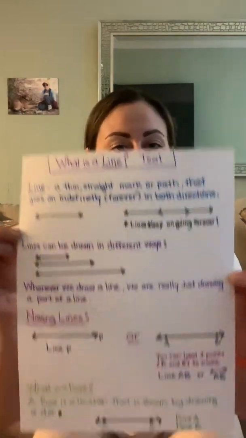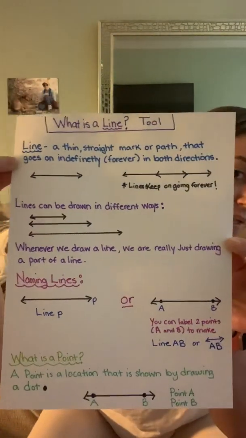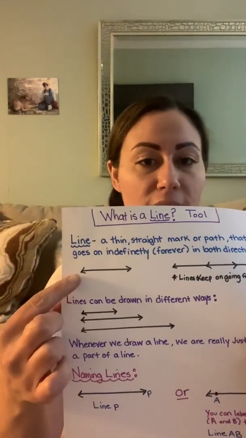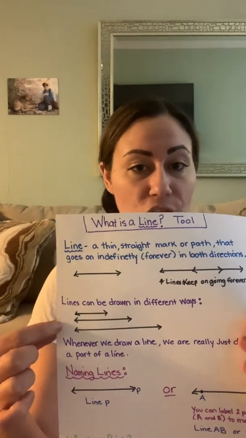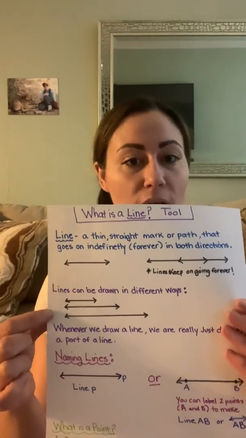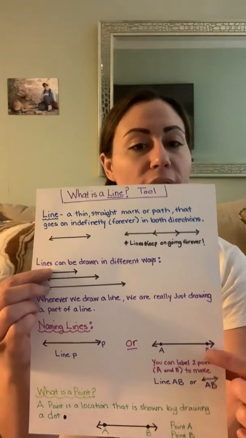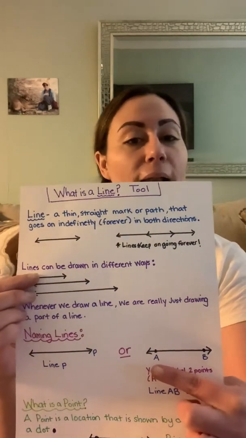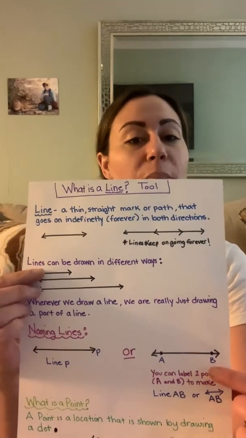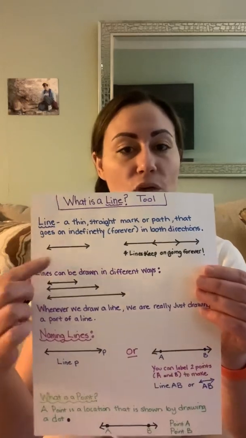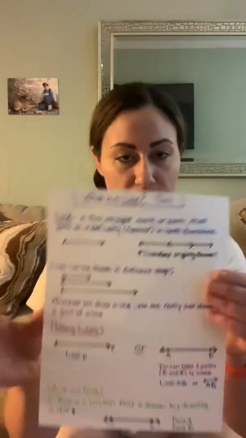Before we talk about rays, I just want to quickly refresh your memory about lines. You guys can review this tool on your own. Remember that a line has an arrow going in both directions, and when you're naming the line, it doesn't matter which order you put the letters. It could either be line AB or line BA. The direction doesn't matter because the line goes forever in both directions.